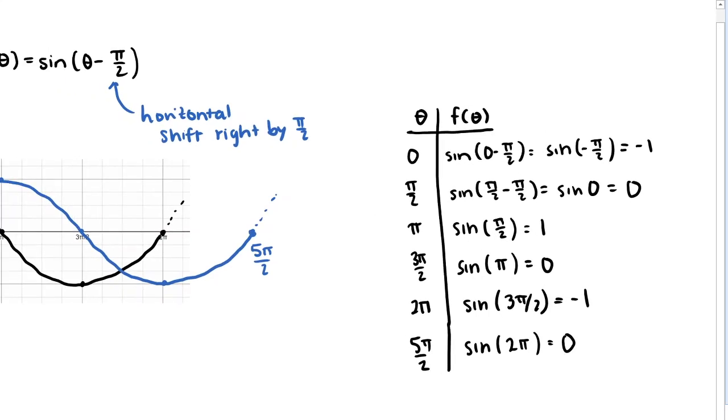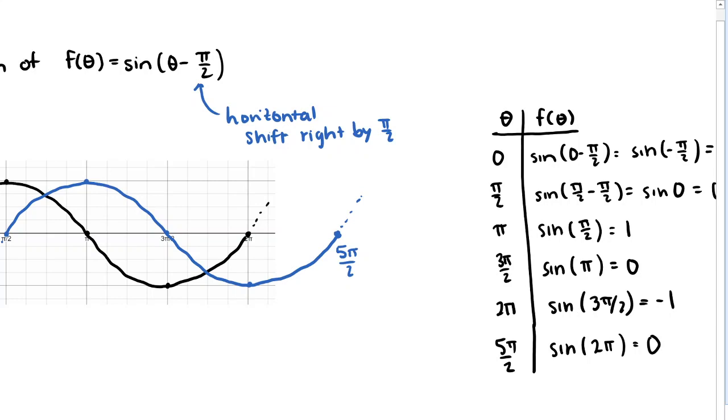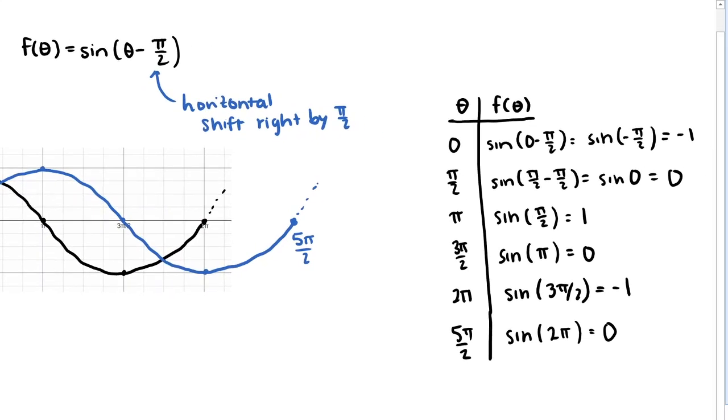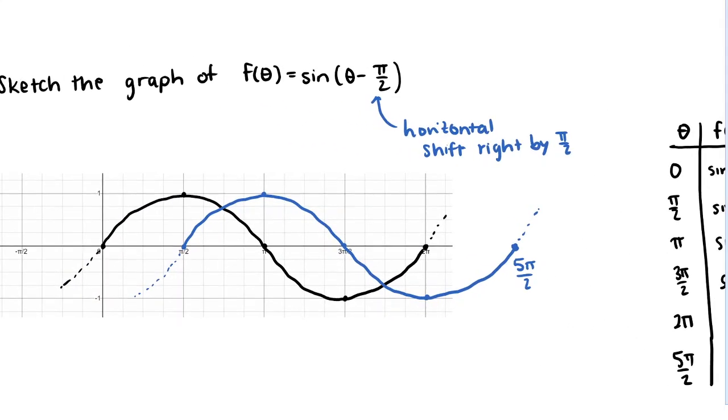Right, so here we can really see that we had to plug in pi over 2 units larger to really compute sine of the values we're used to. And if I have to plug in larger values, then I have to plug in values that are further to the right to get the same outputs. And so really our graph is going to be shifted right pi over 2 units.